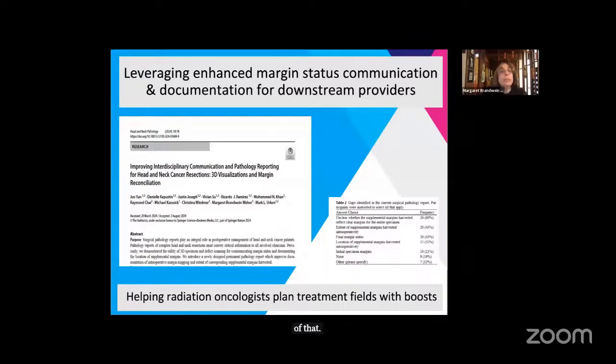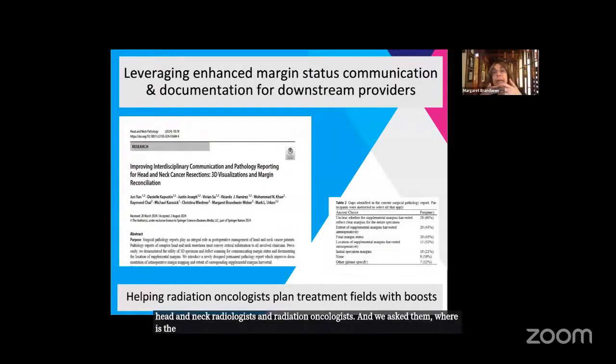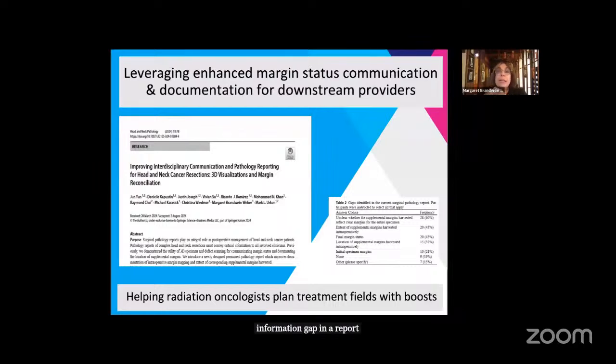So this is a recent publication from Head and Neck Pathology. This is this year. When we surveyed head and neck surgeons, pathologists, head and neck radiologists, and radiation oncologists, we asked them, where is the information gap in a report? The radiation oncologists' response was that the overall largest, most significant gap is: what is the final margin status?